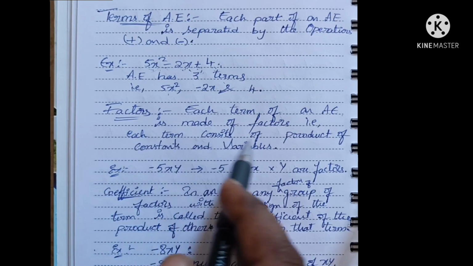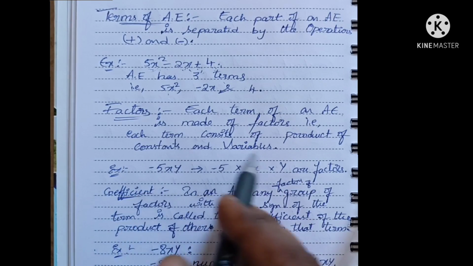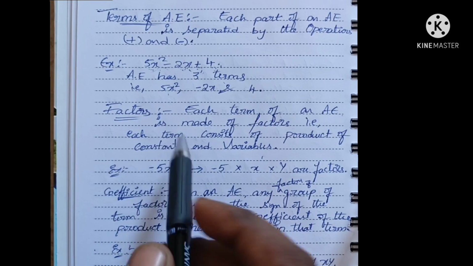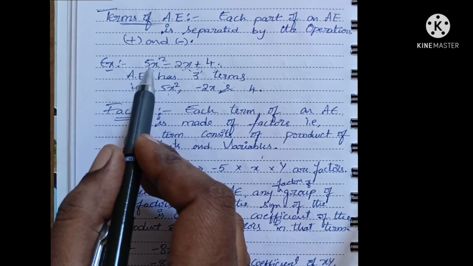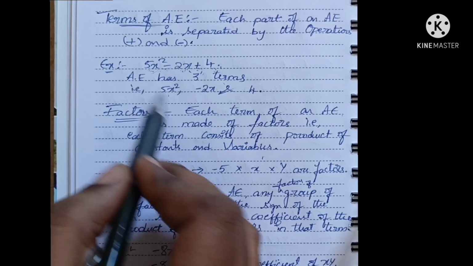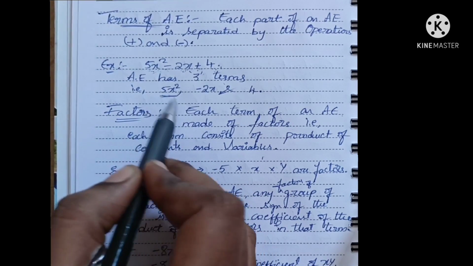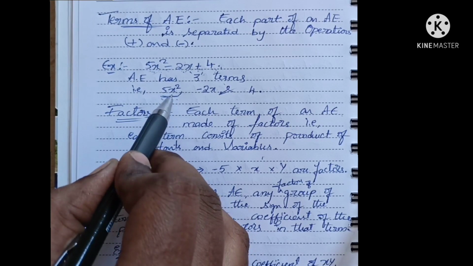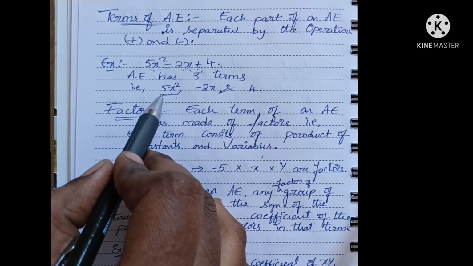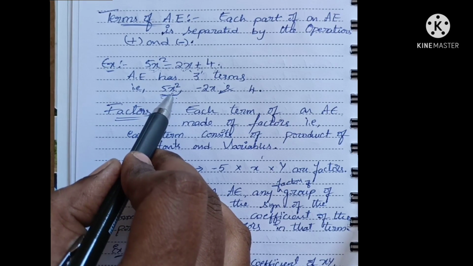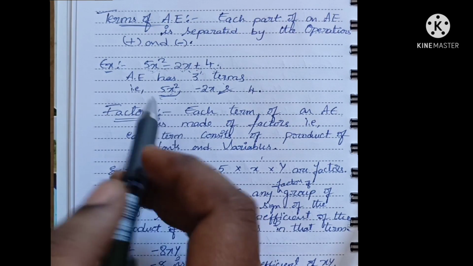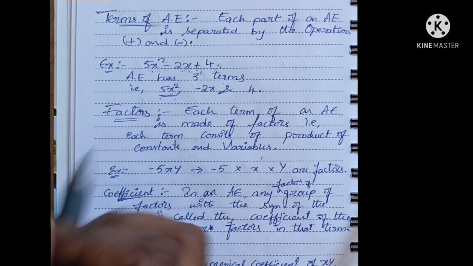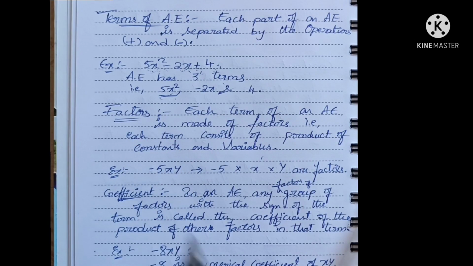That is, each term consists of products of constants and variables. For example, here 5x square is a term. It consists of a constant as well as a variable. 5 is a constant value and x is a variable, where x into x means two x values we are having.